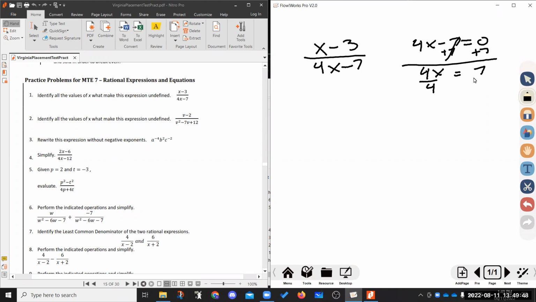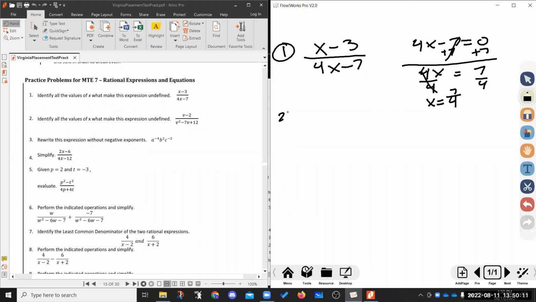equal to 0. Then we're going to solve for x by adding 7 to both sides. Then dividing both sides by 4. And we get x is equal to 7 over 4, which is the same as 1 3/4. I would leave it as an improper fraction here, though. So that is number 1.